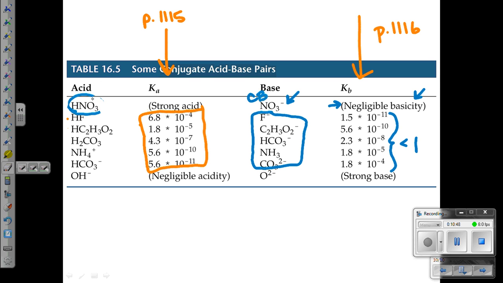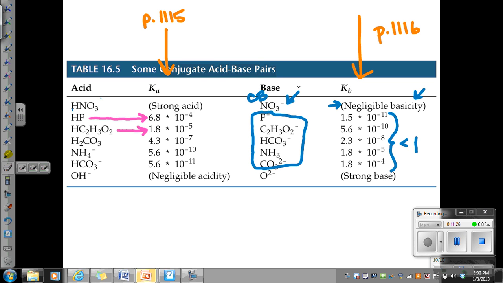So what else can I do with this table? If I've got 2 acids, they're both weak, and I want to see if one of them is stronger than the other, I can just look at their Kas. So if I'm looking at, let's say, hydrogen fluoride and acetic acid, I compare their Kas. The Ka for hydrofluoric acid is larger than the Ka for acetic acid, so I know that hydrofluoric acid is a stronger acid than acetic acid.